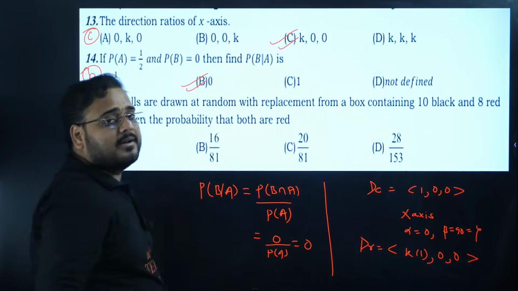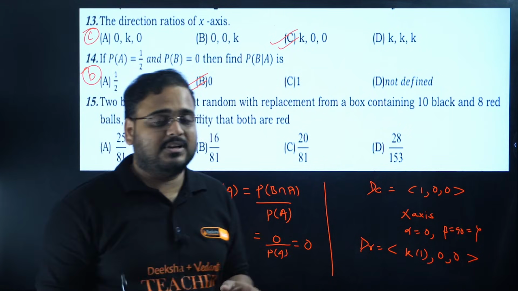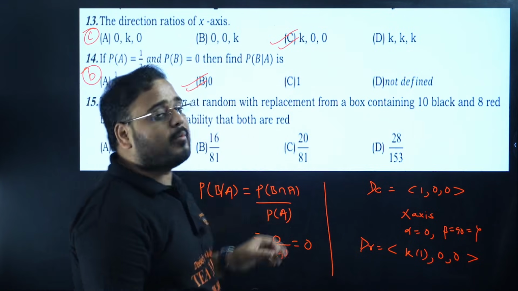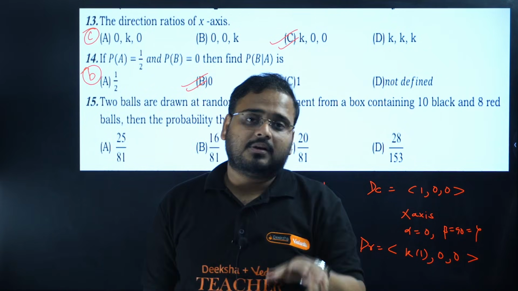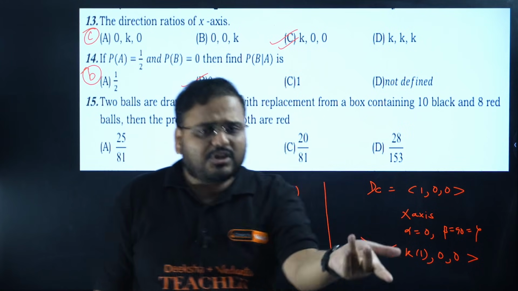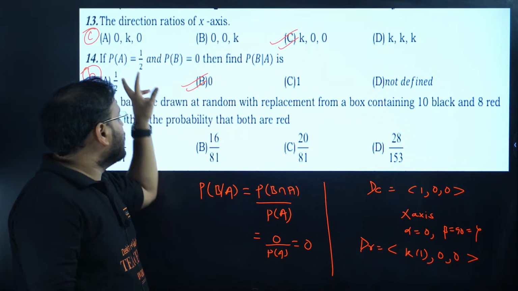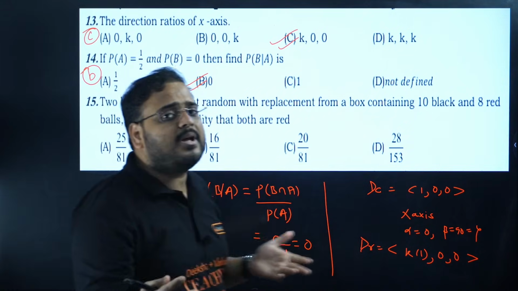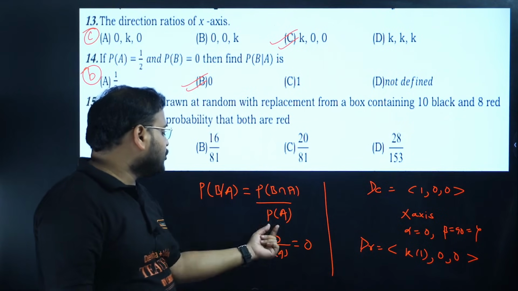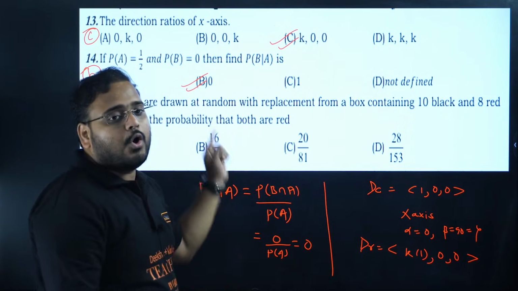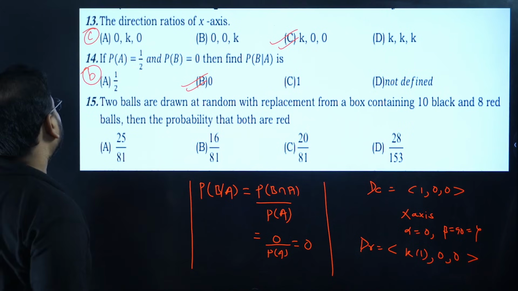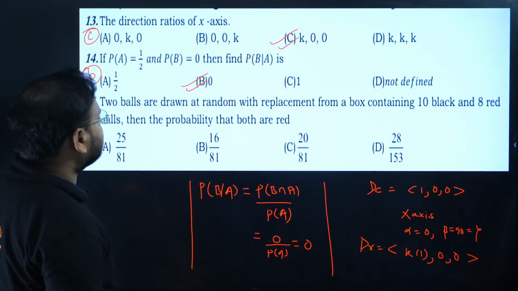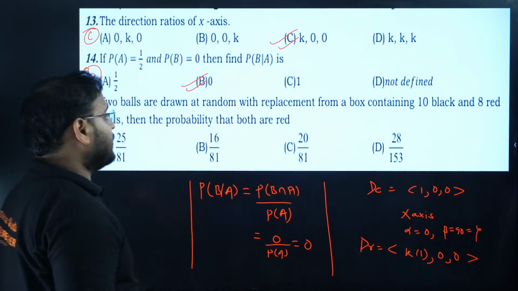I hope you got it. If event B is an impossible event, its probability is 0. So the intersection of event A with B, for them to occur together, will be 0, because B is the impossible event. Together they cannot occur. Intersection cannot be there. So you'll have 0, and 0 by P of A is 0. The answer is option B. So C and B are the answers for 13 and 14. 15th one. Two balls are drawn at random with replacement.